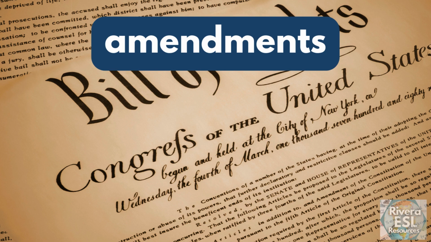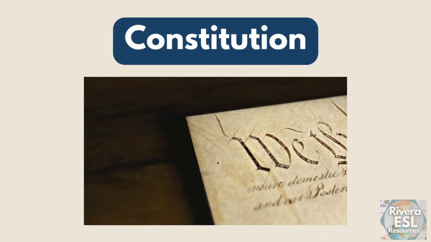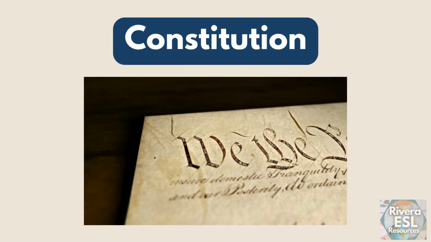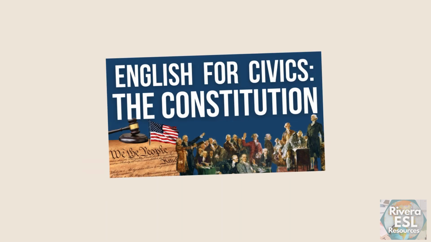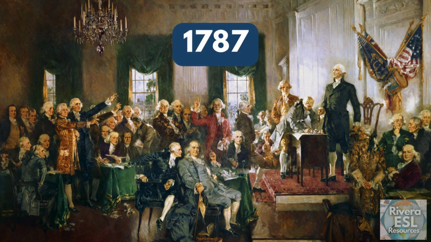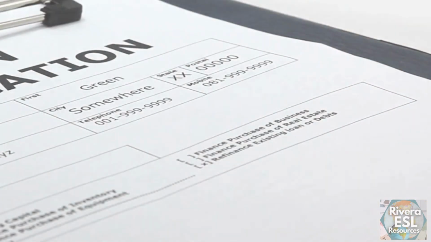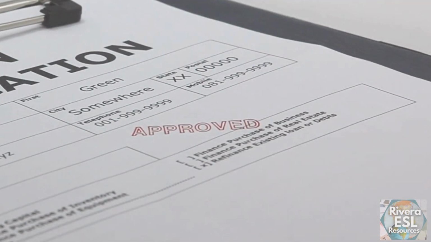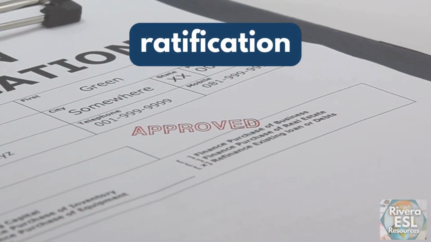Before we talk about amendments, let's learn how the Constitution became the law of the land. We talked about the Constitution in my last video, so make sure to watch that first and then come back. After the Constitution was written in 1787, it did not become law right away. It needed to be approved by the states. This is called ratification. Let's say that word.